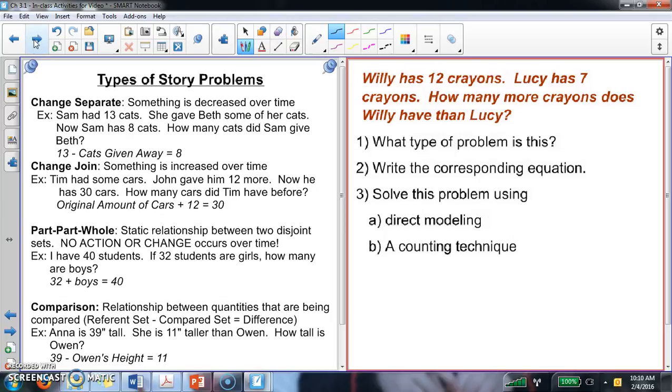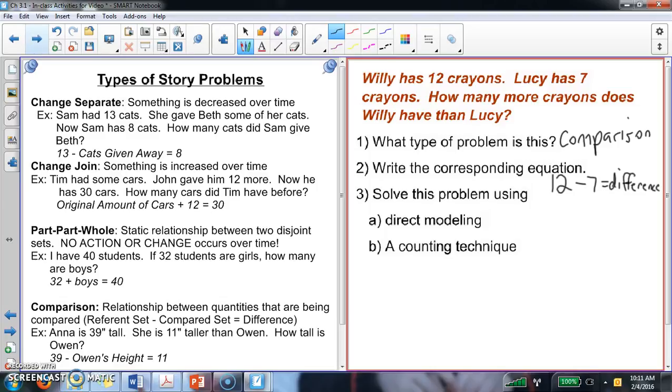Now the next problem has Willie having 12 crowns, Lucy has 7 crowns. How many more crowns does Willie have than Lucy? So I'm again doing a comparison between these two. I'm comparing Willie and Lucy's number of crowns. So I have 12 for Willie. He's being compared to Lucy, and what we don't know is the difference between them.